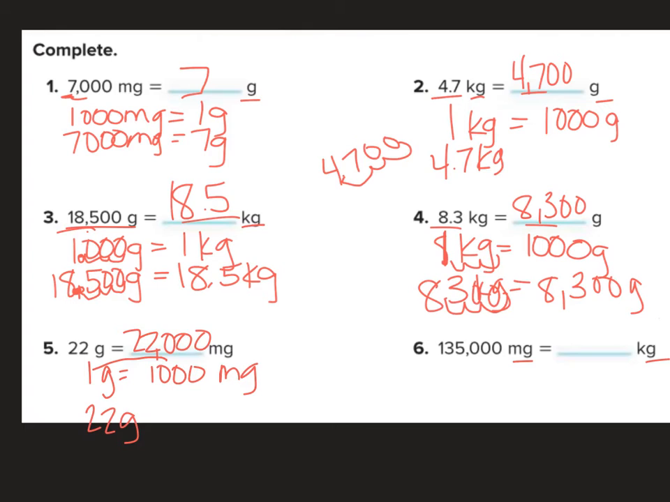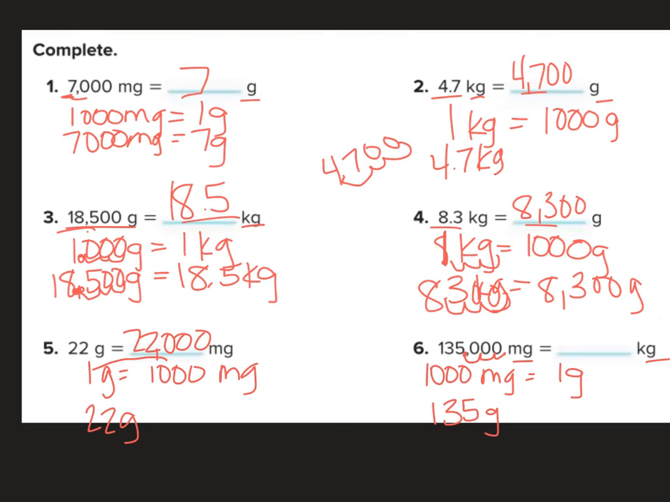I am making all these videos back to back, so my brain's getting a little foggy here. Okay, so I know that 1,000 milligrams equals 1 gram. So I need to divide by 1,000. 1, 2, 3. So I'm going to get 135 grams are equal to 135,000 milligrams.